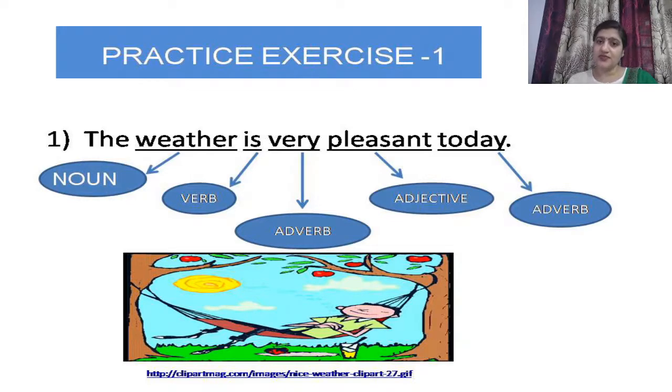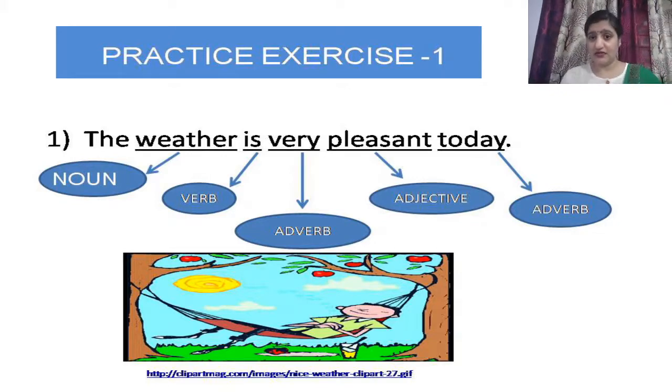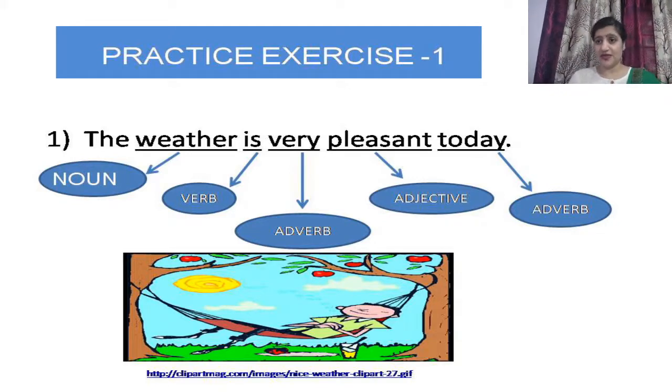Now, pleasant is being further modified by the word very. How pleasant is the weather? What's the degree of its pleasantness? Very pleasant. So, very is an adverb which is qualifying the adjective and modifying it. And when is the pleasantness seen? It's today. So, again, today is also qualifying the adjective pleasant. So this is also an adverb.